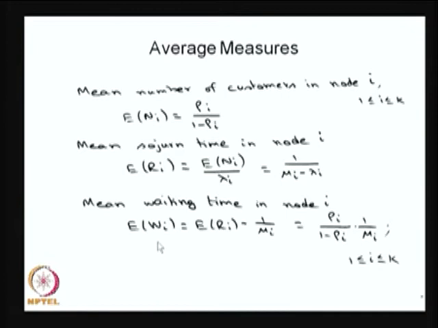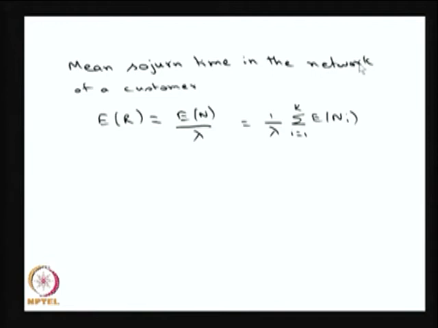You are getting the average number, then the sojourn time in each node, then the mean waiting time in each node by subtracting the average service time. You have k nodes, so you get these measures for each node. Once you know the results for each node, you can find the total sojourn time by using Little's formula, because Little's formula is valid.